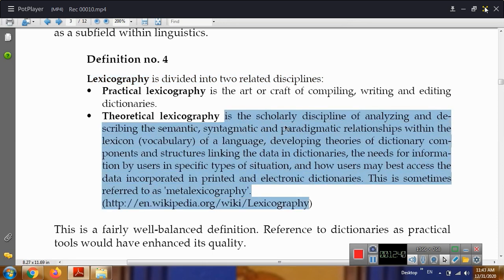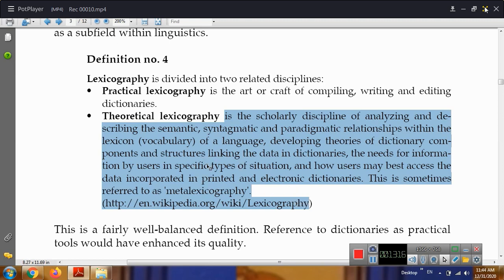Theoretical lexicography is the scholarly discipline of analyzing and describing the semantic, syntagmatic, and paradigmatic relationships within the lexicon or vocabulary of a language, developing a series of dictionary components and structures linking the data in dictionaries, the needs for information by users in specific types of situations, and how users may best access the data incorporated in printed and electronic dictionaries. This is sometimes referred to as meta-lexicography.